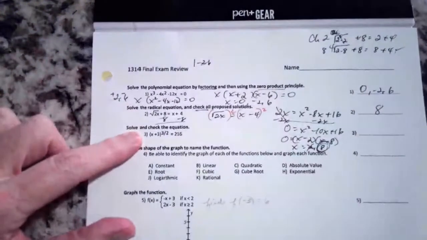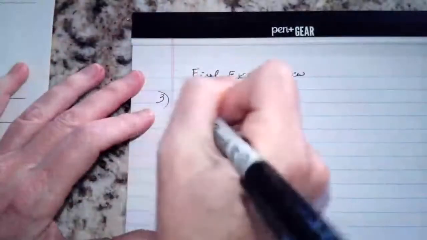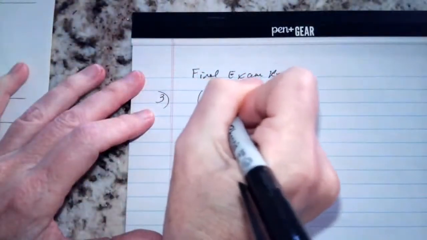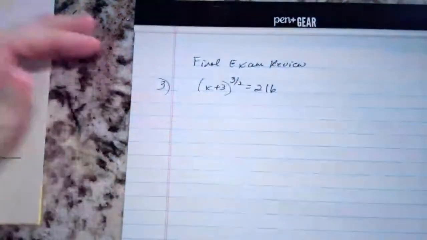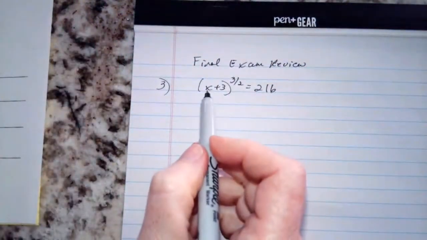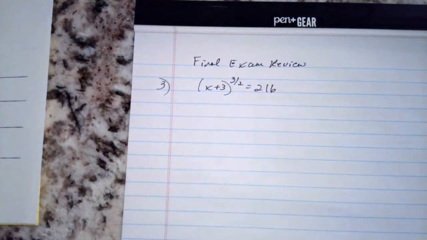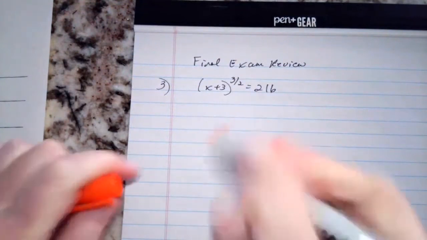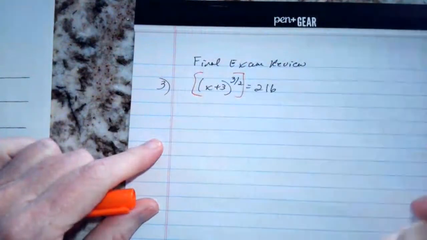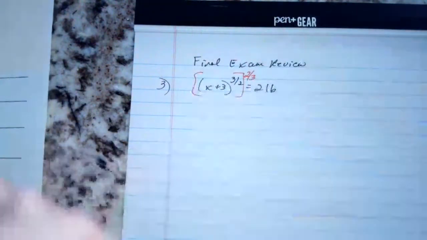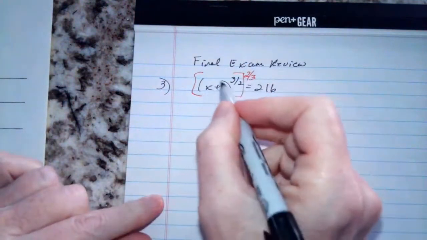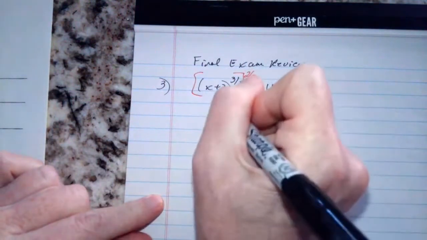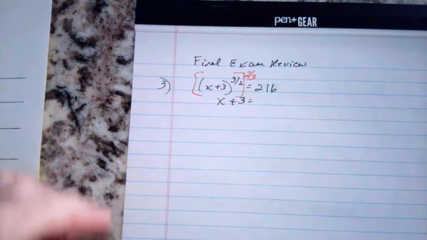Okay, I'm going to take this one off. So this is number 3. We've got x plus 3 raised to the 3/2 equals 216. You've got to get x by itself. So the first thing you got to do is get rid of that exponent. So I'm going to raise this entire problem to the reciprocal, 2/3. 3/2 times 2/3 gives you a 1. So this is x plus 3 to the first power. So we get x plus 3.